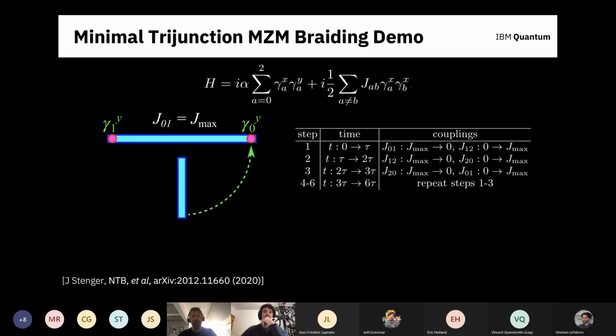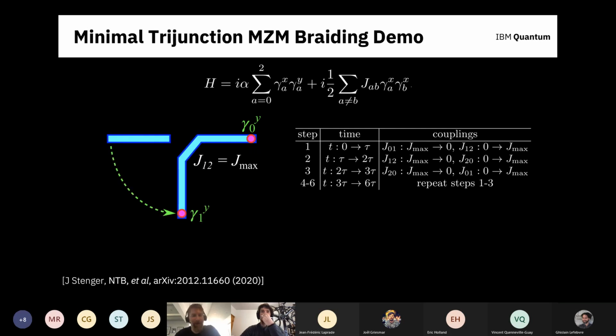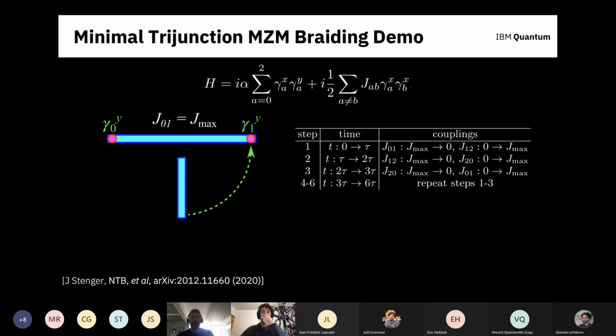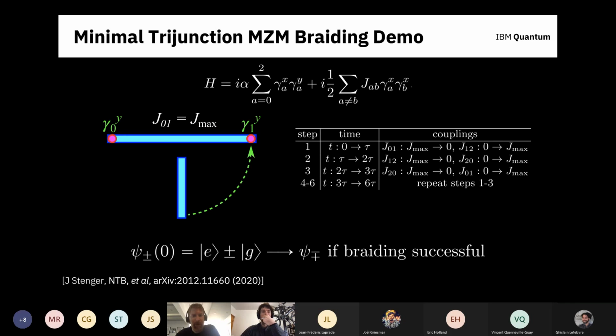So what happens now is we need to go through this one more time to get back to the original position. So we'll take J01 to 0 again, J12 to J max, and we just keep moving the Majoranas around like that. And we're back to the original position. And so that's six steps in order to do this braiding, and that's how we perform the quantum simulation.